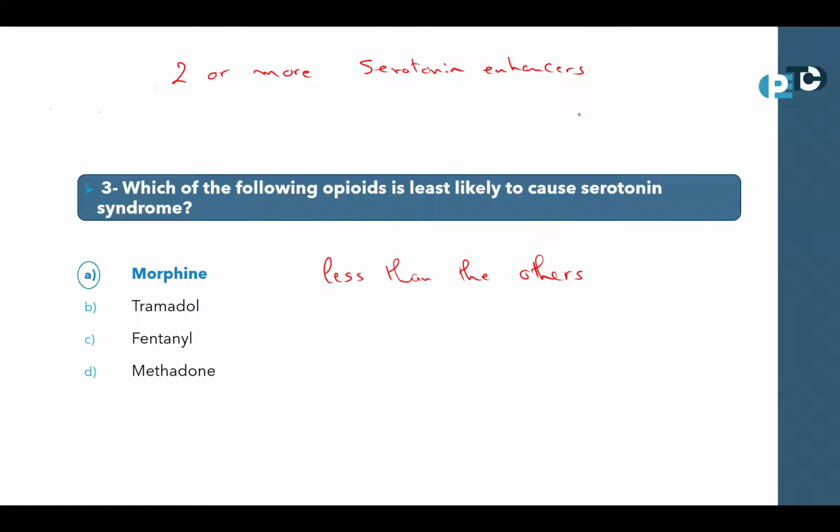We have a list of drugs that are lowest, morphine one of them, plus fentanyl, but morphine is lower, oxycodone, hydromorphone, and hydrocodone. Okay, so if you have a question like this, morphine is the choice.